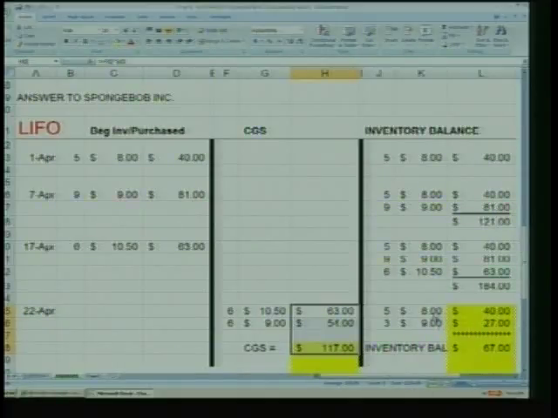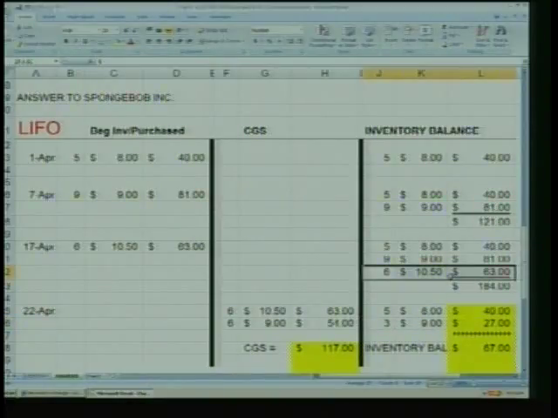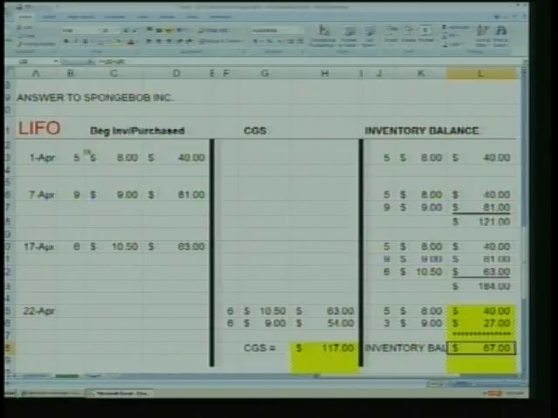What do we have left? Well, we still have our 5 at 8 for 40. How many of those $9 ones do we have left? We had 9. We sold 6. Now we have 3. And then this layer is all out the door with the customer, correct? So here is our inventory balance under LIFO. Is that what y'all got?